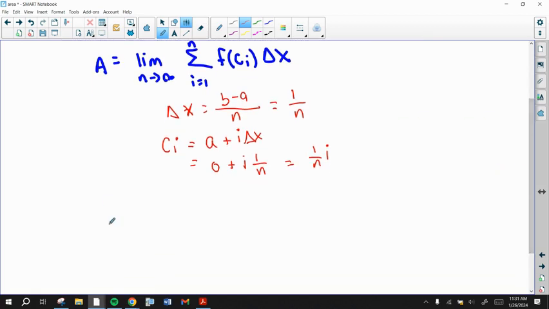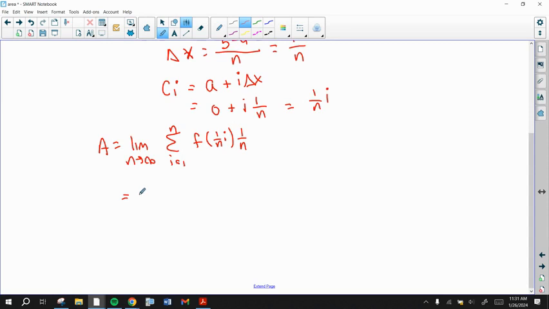So our formula becomes this for our area: the limit as n goes to infinity of the summation as i goes from 1 to n, so we're really adding up an infinite number of these subintervals, of f of c sub i, which is f of 1 over n times i, times delta x. The only thing we have to fill in here is what f of c sub i is.